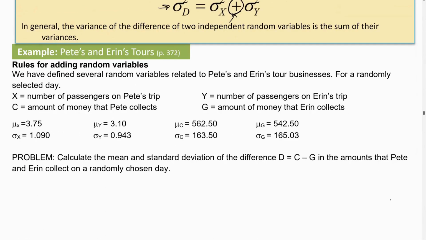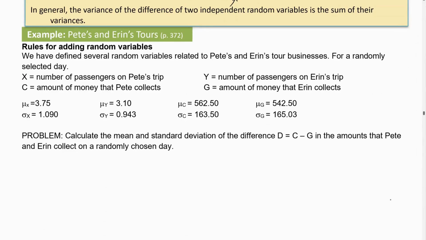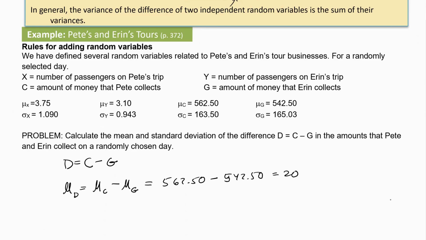So in the case of finding out what's the difference in the amount earned between Aaron and Pete, well, let's create a new random variable: Pete's revenue minus Aaron's revenue. If we ask for, well, what's the mean of those differences? That will be the mean of Pete's revenue minus the mean of Aaron's revenue, or 562.50, there's Pete's revenue, minus 542.50, there's Aaron's revenue, for a difference of $20.